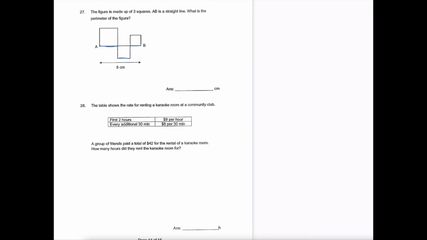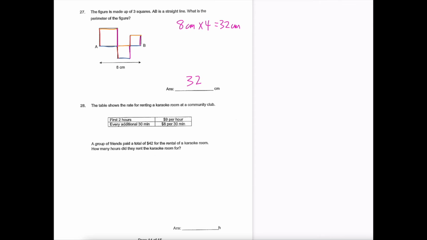I'm going to use another color now. 1 large, 1 medium and 1 small will give you another 8 cm. I'm going to use another color. 1 large, 1 medium and 1 small will give you another 8 cm. Do you see where I'm going with this? So 1 large, 1 medium and 1 small will give you 8 cm. There are 4 sets. So my perimeter will just be 8 cm times 4, which is 32 cm. So my answer is just 32 cm.